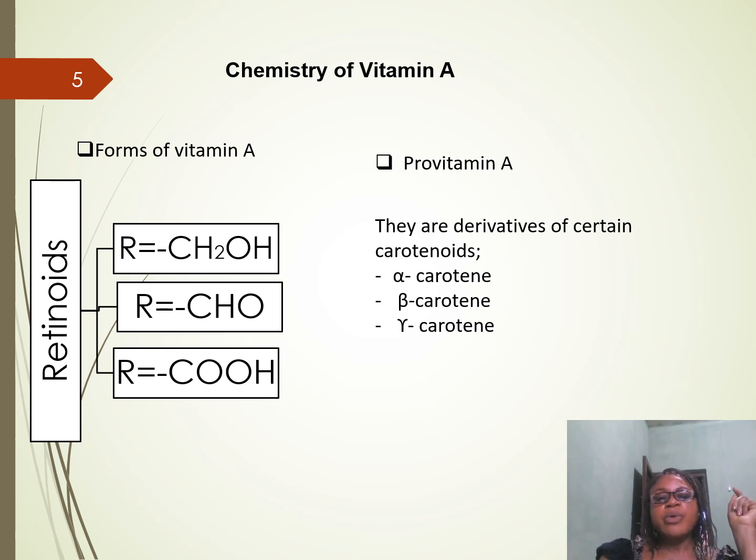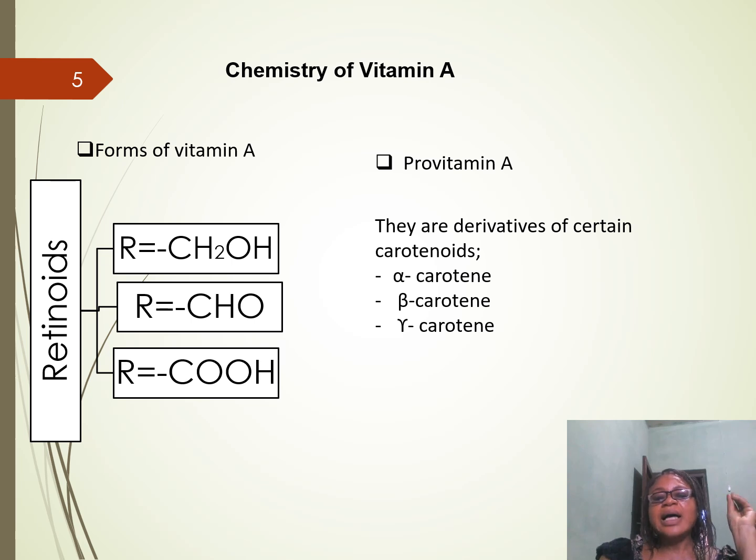These are the chemical structures. They are the alcohol, the retinol. The second one there is the aldehyde. You can see it has the same structure as a carbohydrate. Then the third one is the retinoic acid. They are of animal origin. That's the form in which the body utilizes vitamin A.